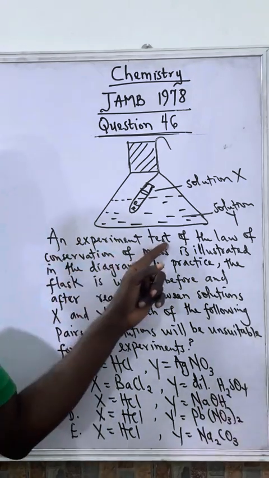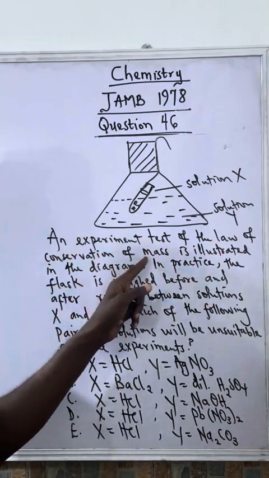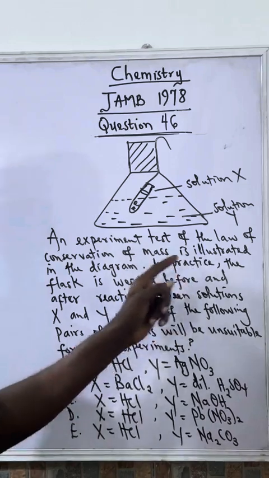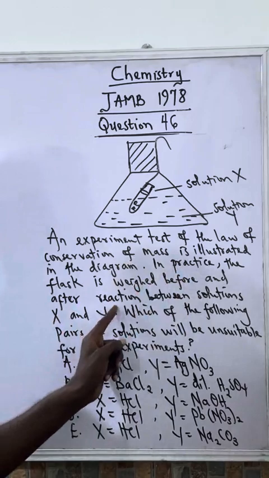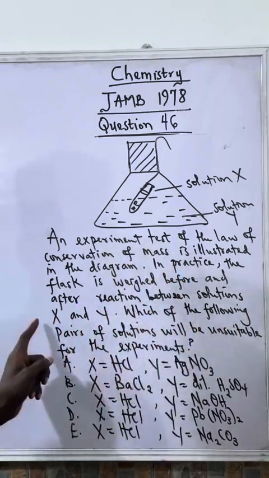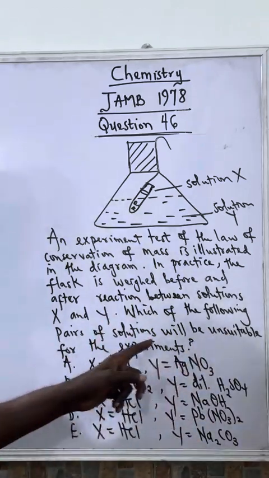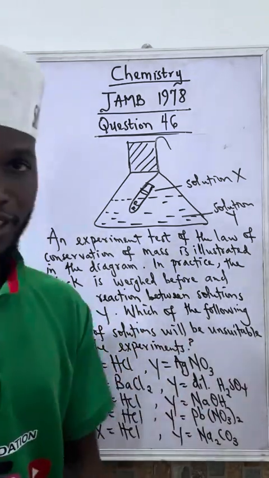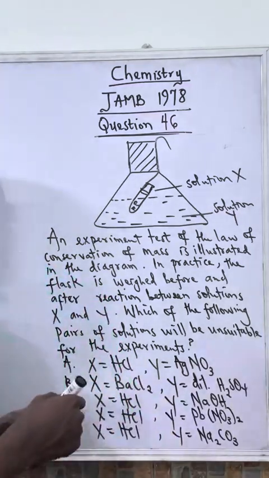An experiment to test the law of conservation of mass is illustrated in the diagram. In practice, the flask is weighed before and after reaction between solutions X and Y. Which of the following pairs of solutions will be unsuitable for the experiment? So very good. You need to consider certain concepts here.